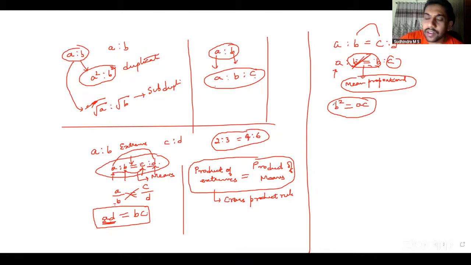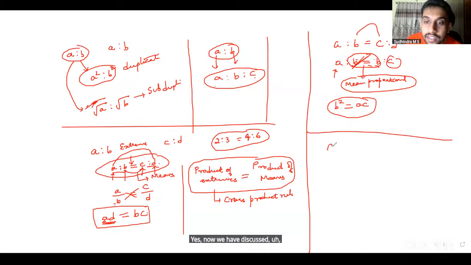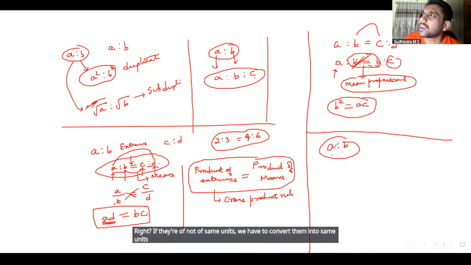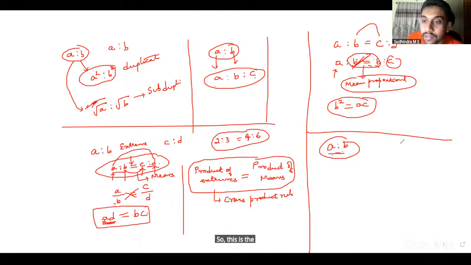Everyone, are we there? Yes, sir. Now we have discussed in the last class that when I said A is to B, A and B in a ratio have to be of the same kind, of the same units. If they are not of the same units, we have to convert them into the same units. In the last class we converted minutes into seconds, and kgs into grams. So this is the first ratio, A is to B.